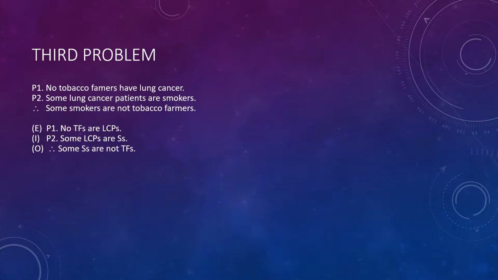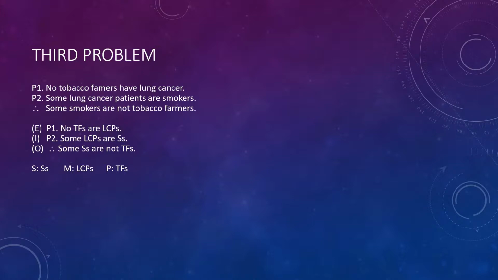Here's the argument in standard form. The first premise is an E sentence, no tobacco farmers are lung cancer patients. Second premise is an I sentence, some lung cancer patients are smokers. And the conclusion is an O sentence, some smokers are not tobacco farmers. The subject, middle, and predicate terms are smokers, lung cancer patients, and tobacco farmers.